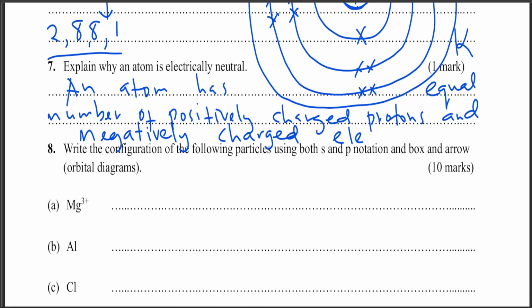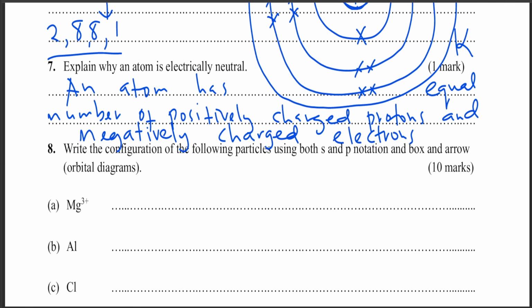Okay, negatively charged electrons. Because even if you look at, let's say, potassium, it has positive 19 and negative 19. If you add them up, it should give you 0. 0 is obviously neutral to us, so it's not that hard.